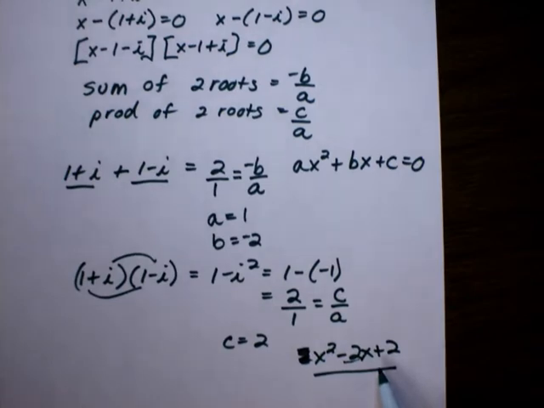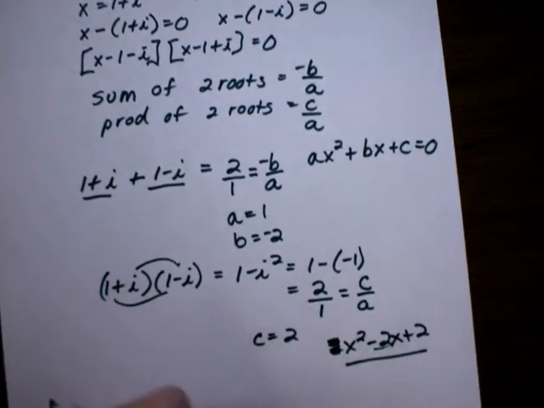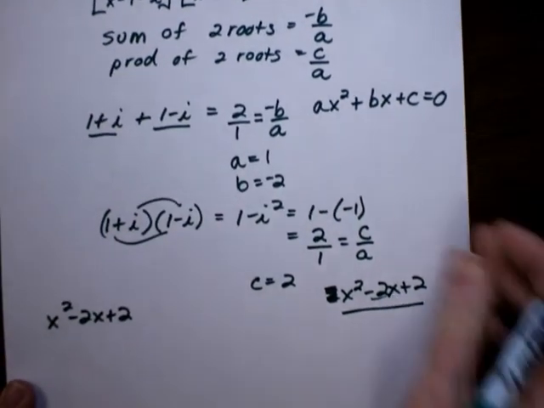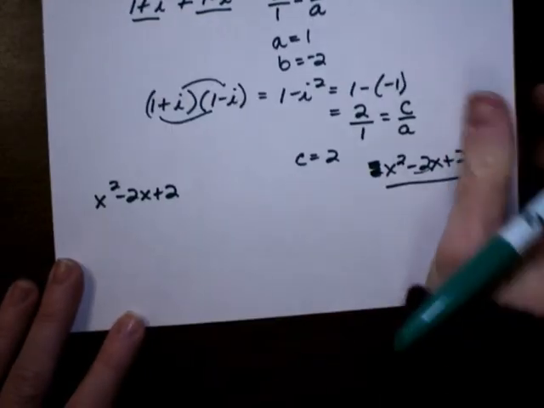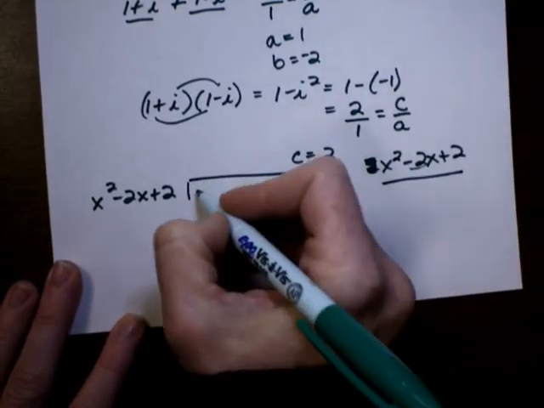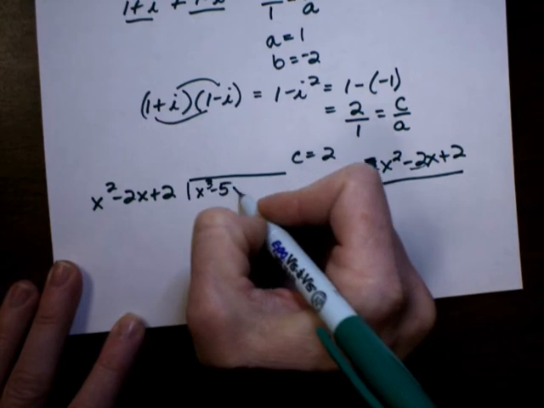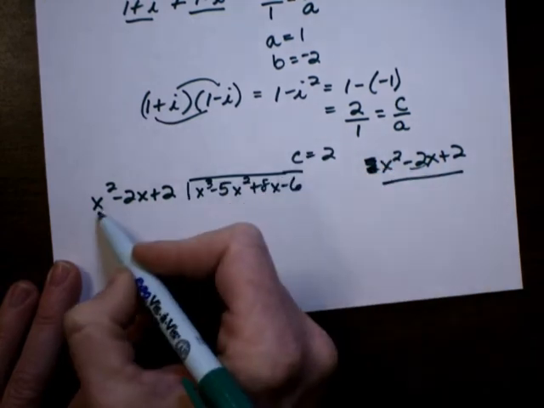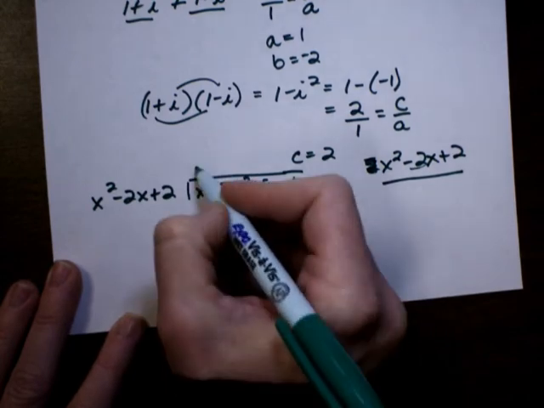Okay, so we're back to long division. Just like in the last example, I can't use synthetic here because I have a quadratic, and synthetic is reserved for linear binomials. x cubed minus 5x squared plus 8x minus 6. What do I have to multiply x squared by to get x cubed? Well, that's just an x.